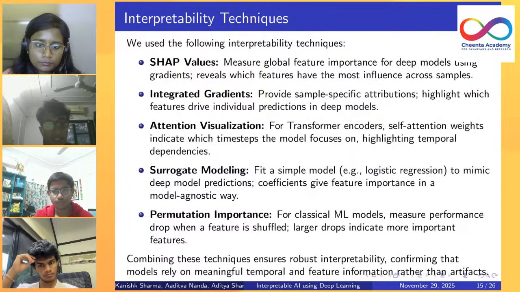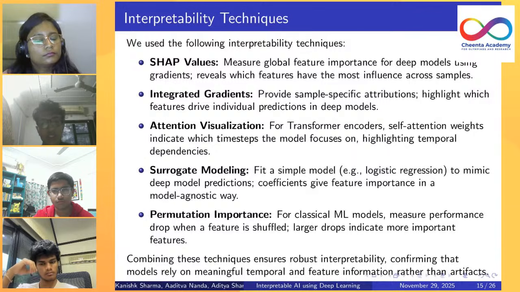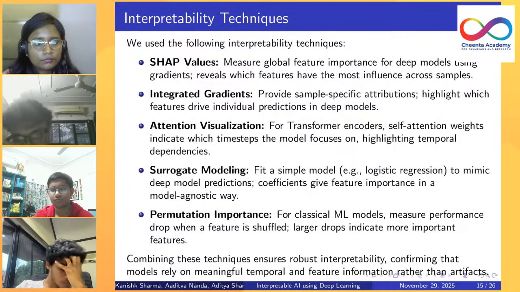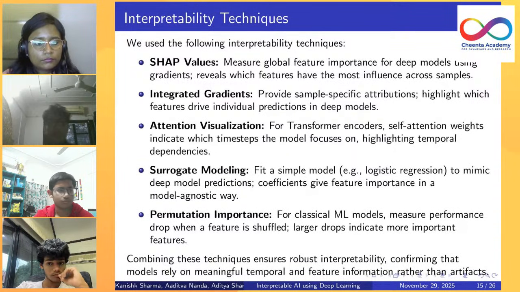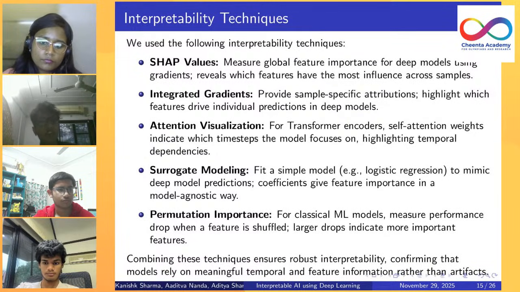So combining these techniques ensures robust interpretability, confirming that models rely on meaningful temporal and feature information rather than artifacts. So that completes the model architecture. Now I'll hand it over to Aditya, who is going to explain the results of our paper.